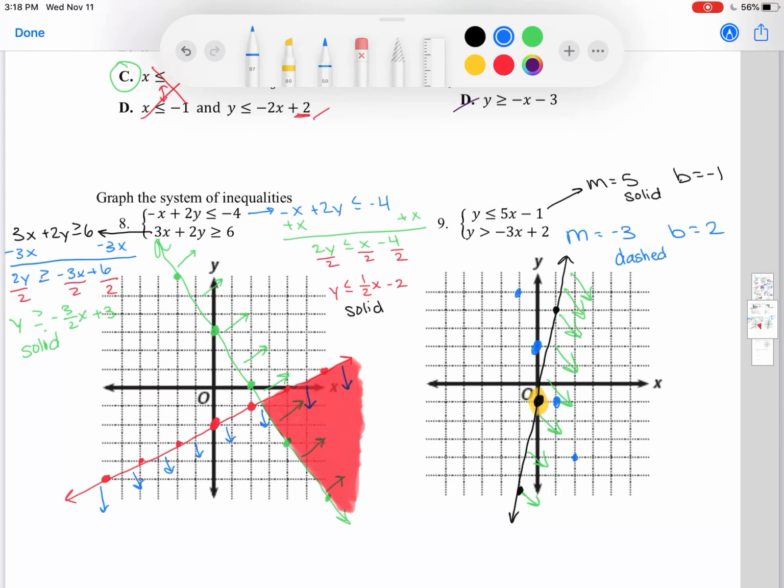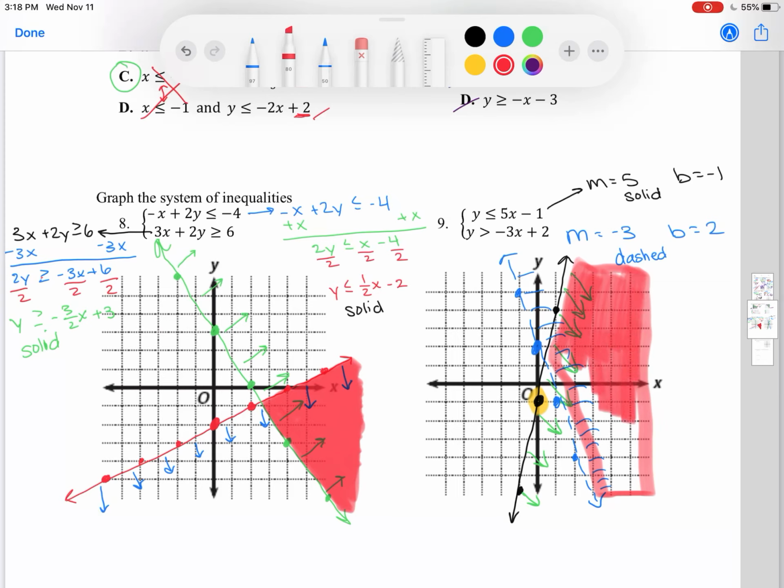And then I go to the second function and identify my slope and my b. And then make my graph again, down 3, right 1 this time. And the second line, looking back at that inequality, is going to tell me it's a dashed line. So I'm going to draw in a dashed line. And it's asking for everything greater than that line, so I have to shade everything above it.